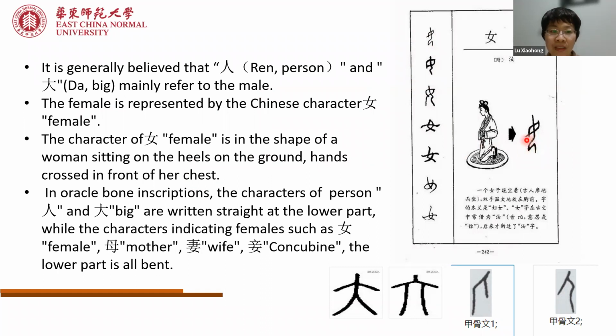In the oracle bone inscriptions, the characters for person and big are written straight at the lower part, while the word female, 女, and other words referring to females like 母 mother, 妻 wife and 妾 concubine, have the lower part all bent. So here 母, 妻 and 妾. We'll see these words later.